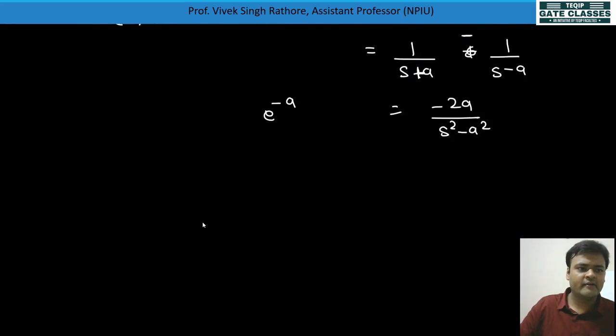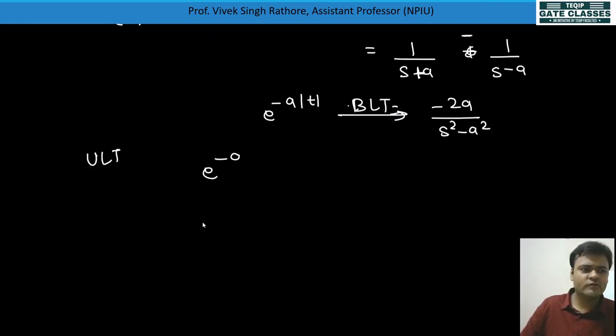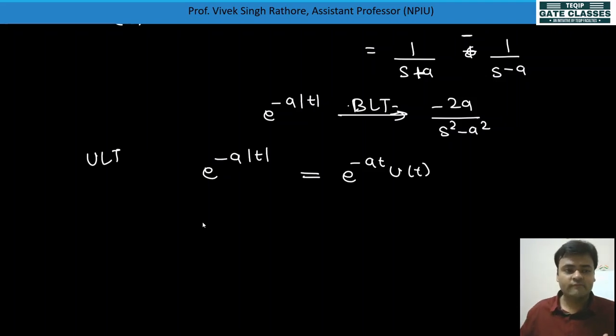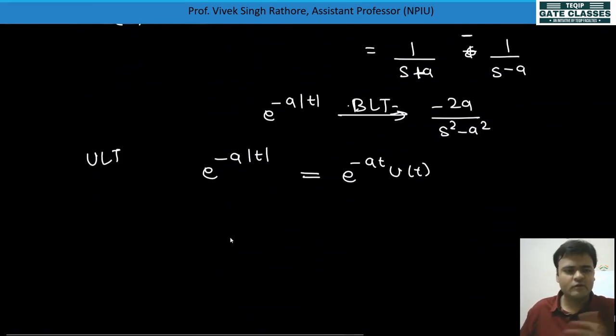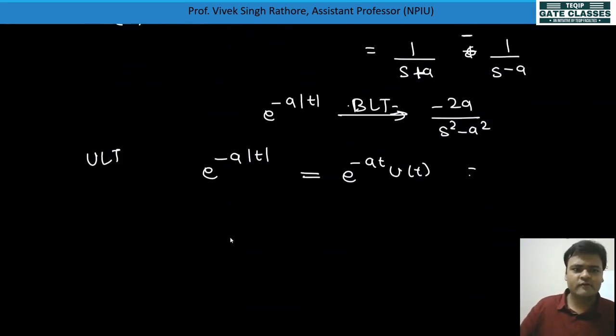For e to the power mod of t, the bilateral Laplace transform value will be this much, but for the unilateral Laplace transform, e to the power mod of t will be equal to e to the power minus at u of t only, because u of minus t value will not exist, because in unilateral we are considering only from 0 to infinity. So this value will be 1 by (s plus a) only.